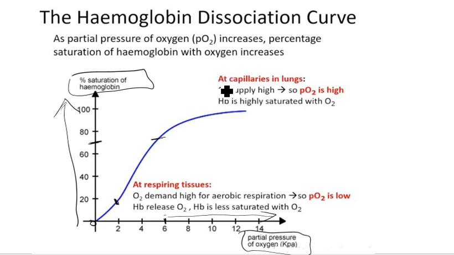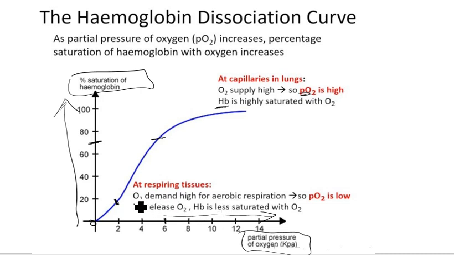Here we say at the capillary in the lungs, O2 supply is high. So the lungs is where O2 is being supplied. The concentration of O2 within the lungs will be high compared to the respiring tissues. When we talk about respiring tissue, we're talking about the tissue of the body that needs this oxygen. Hemoglobin is highly saturated with O2 because the concentration of O2 is very high within the lungs. So when blood gets to the lungs, the hemoglobin is going to attach to oxygen, and then move it from the lungs down to the respiring tissues, the tissues of the body where it is being used.